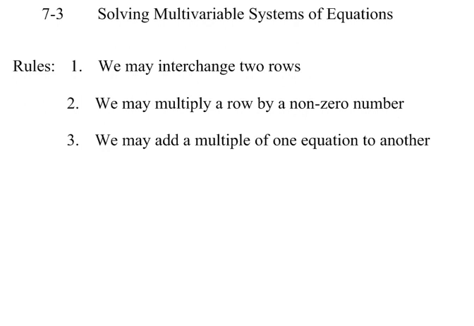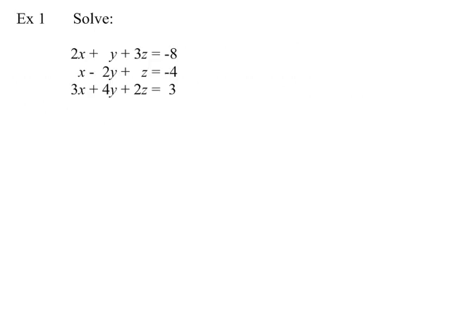So we're going to line up all the equations, and we may interchange those rows or those equations. Second rule, you can multiply a row or an equation by any number besides 0. And third rule, you may add a multiple of one equation to another. So let's take a look at an example of this.